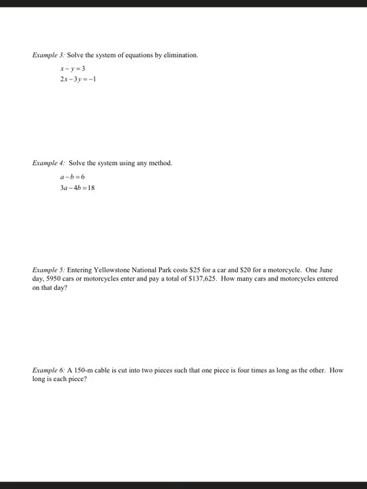Okay, so example 3 says solve the system by using elimination. Again, we want to look for a pair of opposites, but we'll notice here that we have 1x and a 2x, not an opposite. Negative 1 and negative 3, also not an opposite. So what we have to do is create a pair of opposites. So if I look at the x's, we'll start with those.